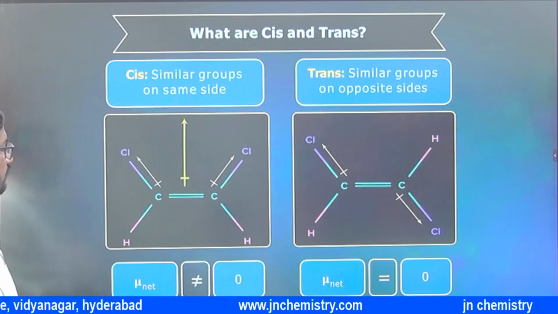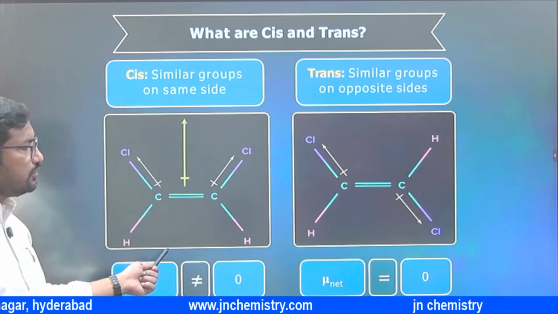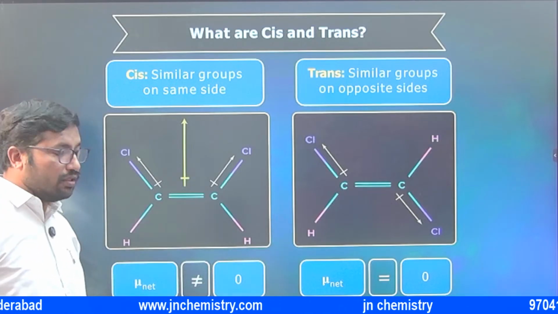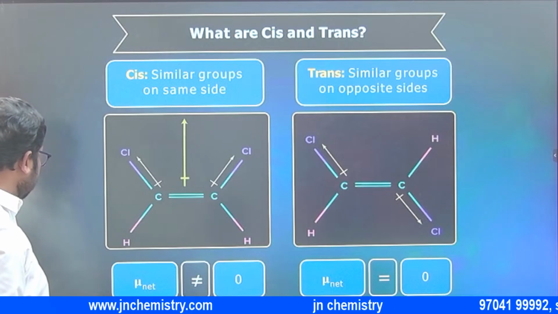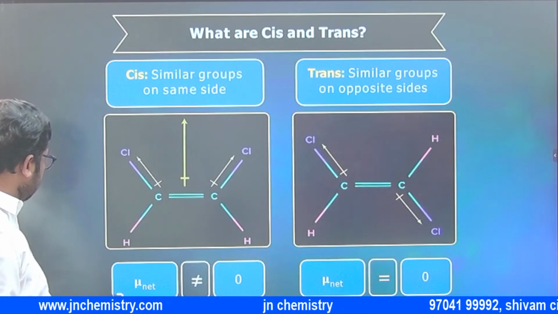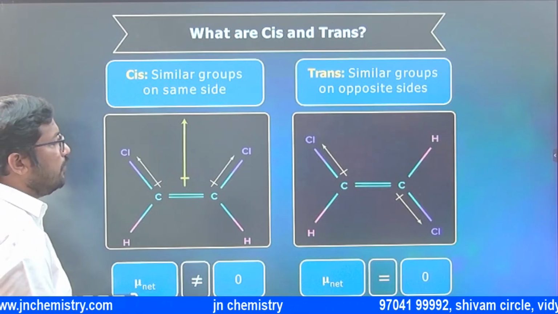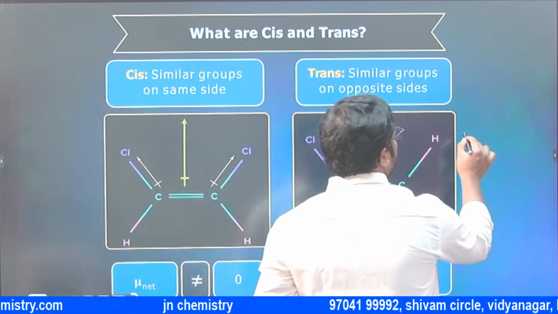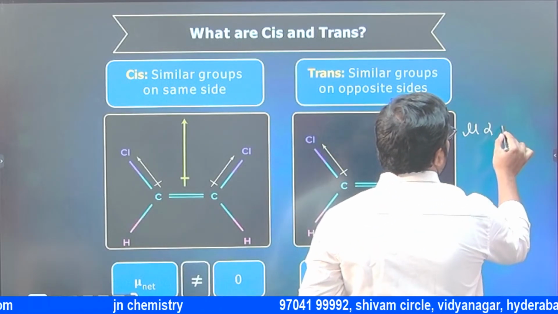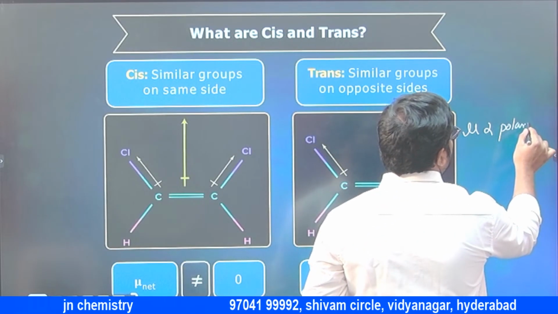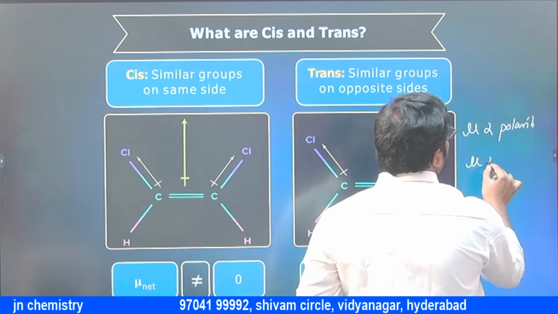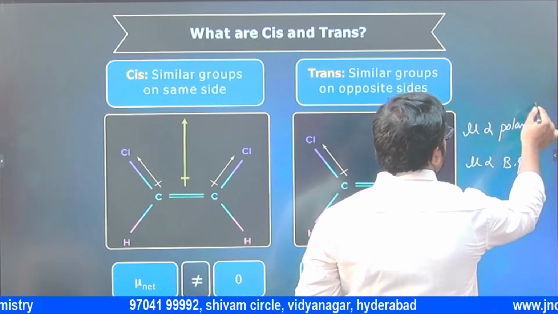Cis trans cases, what exactly happened? Dipole moment is not equal to zero. And one more important thing here, in geometrical isomerism I used to say, dipole moment is directly proportional to polarity. Dipole moment is directly proportional to boiling point.